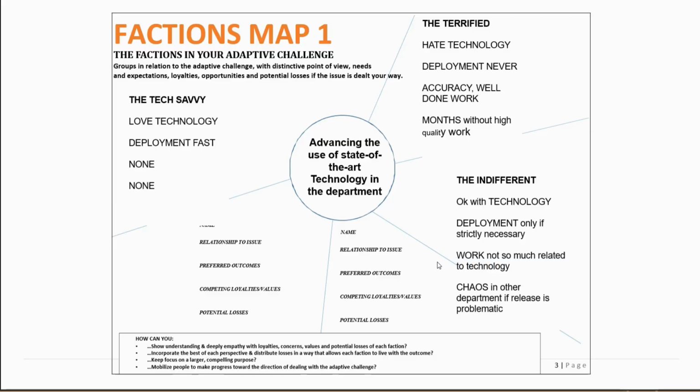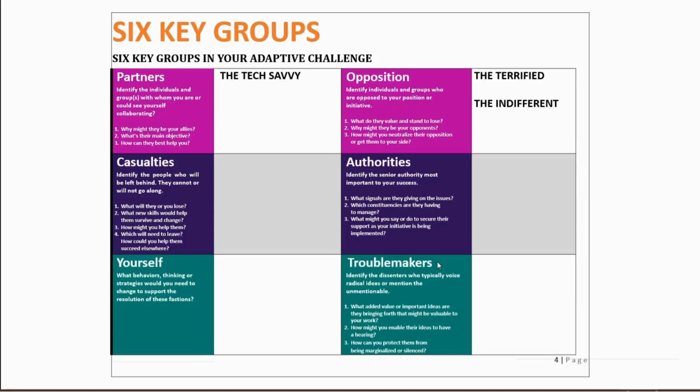So here is the final result. This will be faction map 1. And out of that map, you want to, of course, identify those 6 groups and who falls into those 6 groups. And as you can see, we can use the tech-savvy faction as partners. We can use the terrified and the indifferent. Right now, we consider those an opposing faction. But even in that case, what do they value? How can we bring them to our side?